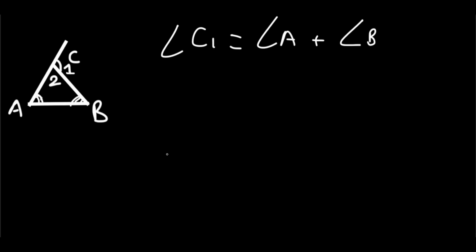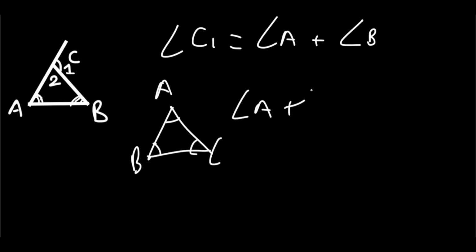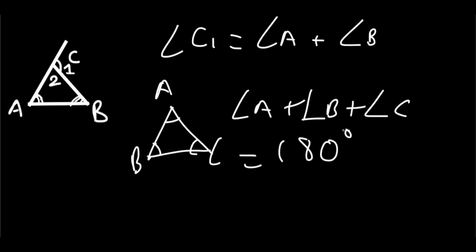So we need to know that the sum of the internal angles of a triangle is 180 degrees. Let's say this right here: angle A plus angle B plus angle C is equal to 180 degrees.